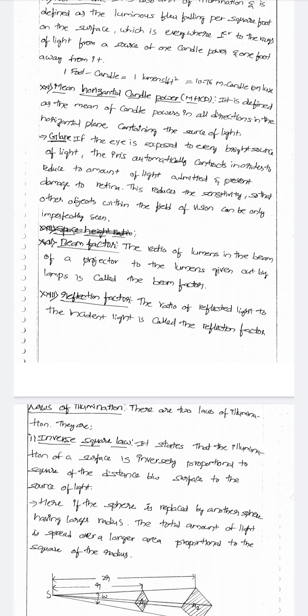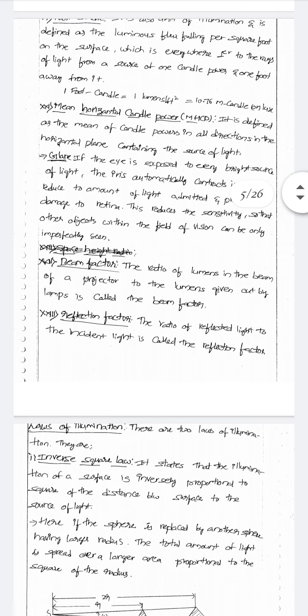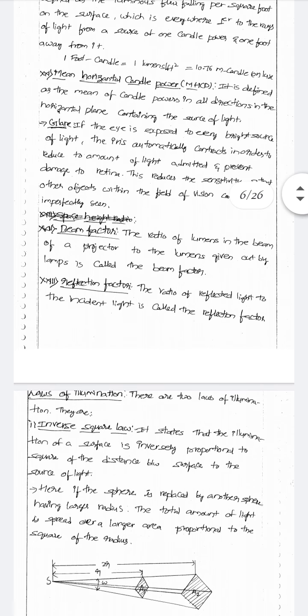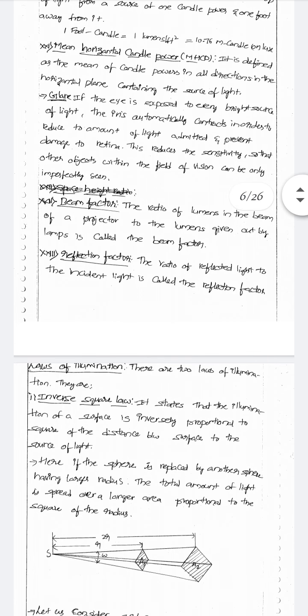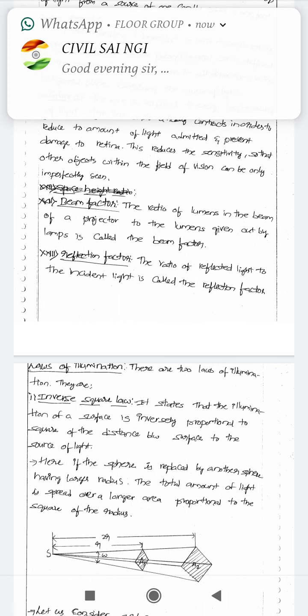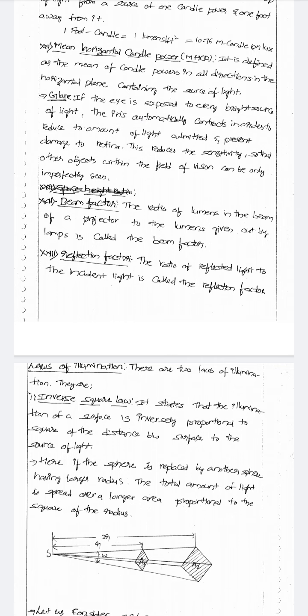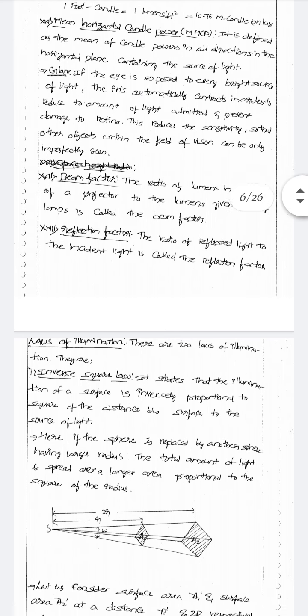Okay, next one, glare. If the eye is exposed to a very bright source of light, the iris automatically contracts in order to reduce the amount of light admitted, to prevent permanent damage to the retina. This reduces the sensitivity, so objects in the field of vision may remain unseen.